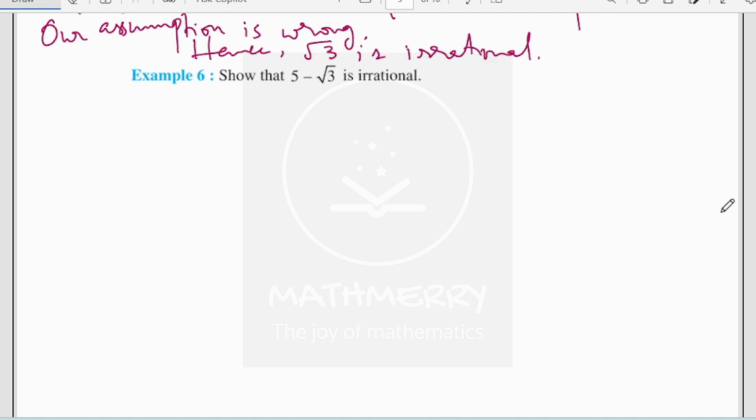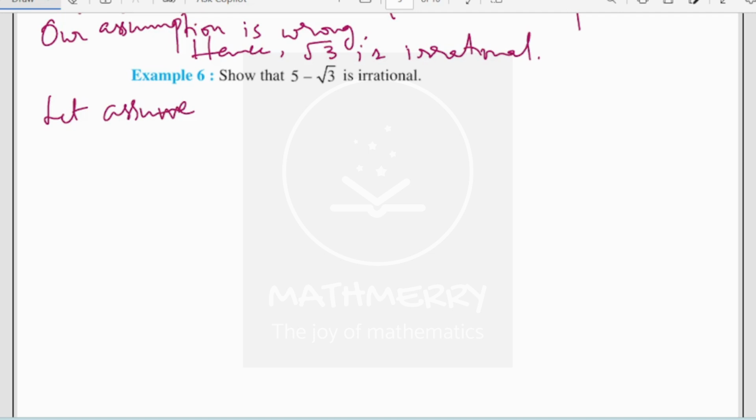We have already seen how to do the root 3 and root 2. Now we are going to find out how we are going to do this one. That is, we have to show that 5 minus root 3 is an irrational number. So this first step is similar to the previous one. So we are going to assume.